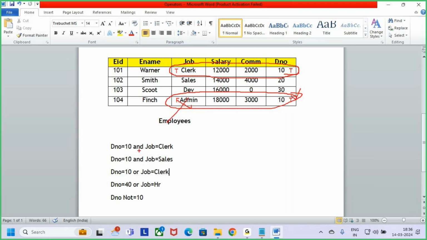Now when I go with the AND operator, how many rows will we get in the output? I said that in the AND operator, the output is true only if both the conditions are true. Now how many rows will we get from this table?